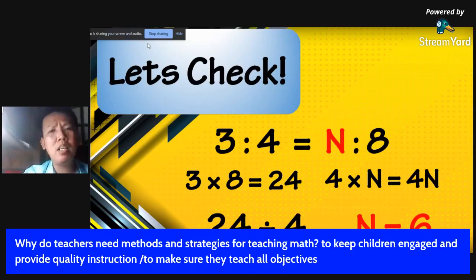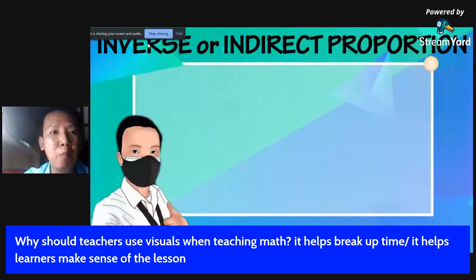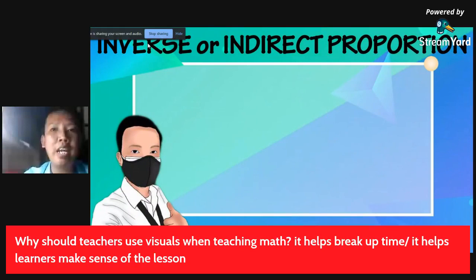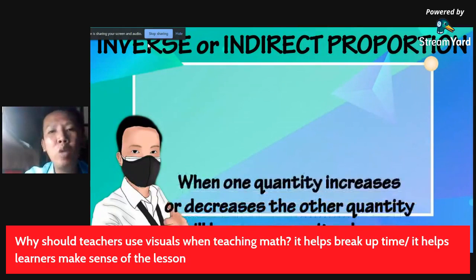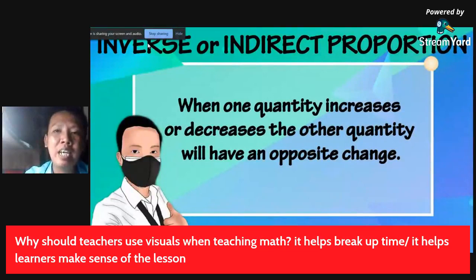And now, let's have our next type of proportion, the inverse or the indirect proportion. So what is inverse or indirect proportion? When we say inverse or indirect proportion, it means when one quantity increases or decreases, the other quantity will have an opposite change, just like a seesaw.